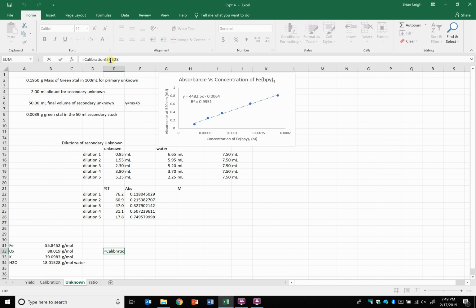You'll notice it put in the dollar signs again for no reason. Anyway, so there's our slope. I'll drag to the right and down. It shows the values from previously.